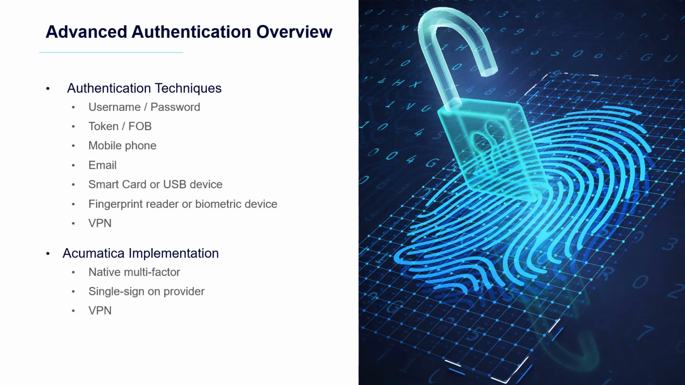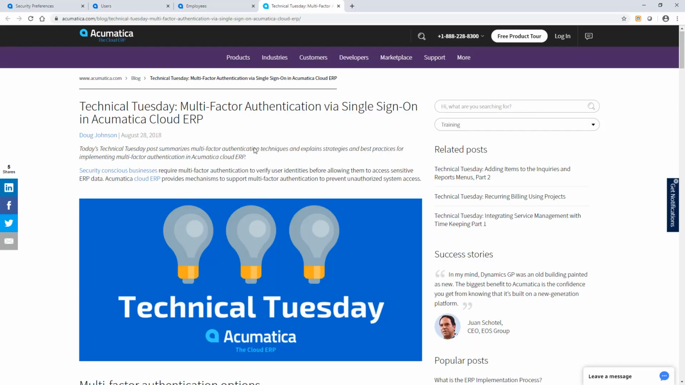With Acumatica, you can implement multi-factor authentication by using two-factor authentication that is native to Acumatica, by integrating a single sign-on provider, or by using a VPN. In this video, we review the native multi-factor authentication provided by Acumatica. Information about delivering multi-factor authentication via a single sign-on provider is provided in this Tech Tuesday article.